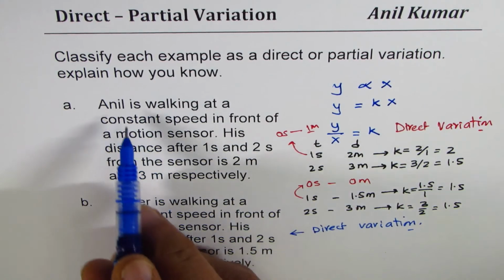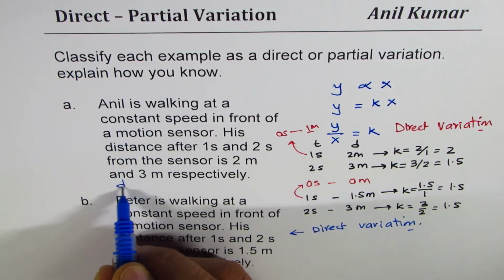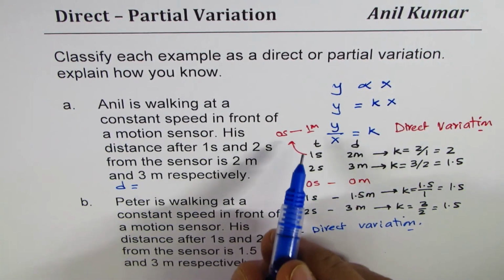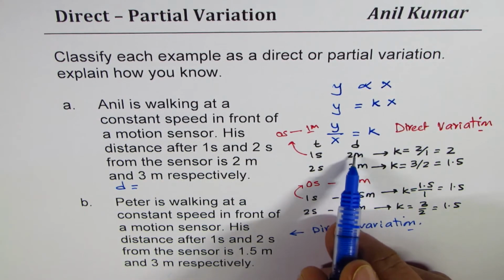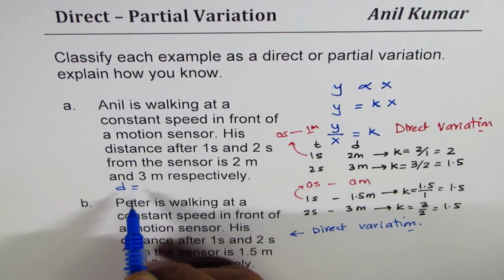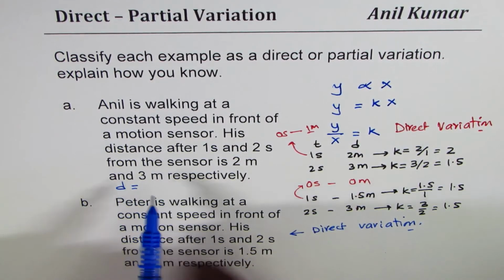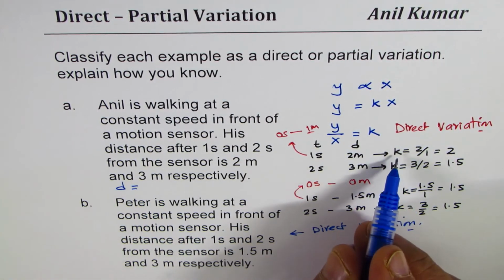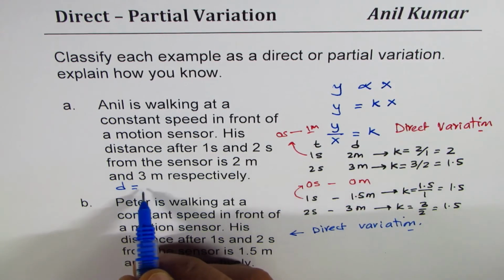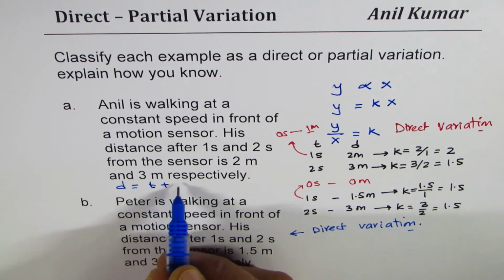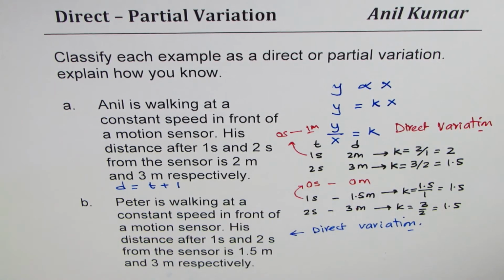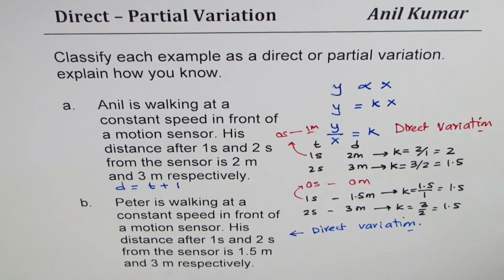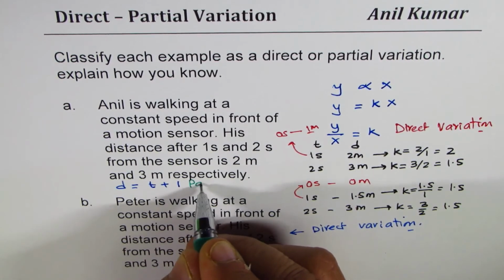So in this case, you could represent distance as, because every second Anil covers 1 meter, k is 1, right? So we'll say time plus 1. Do you see that? Where at 0 the position is 1. You get my point. Therefore, in the first case, it is partial variation. So this one is partial variation.